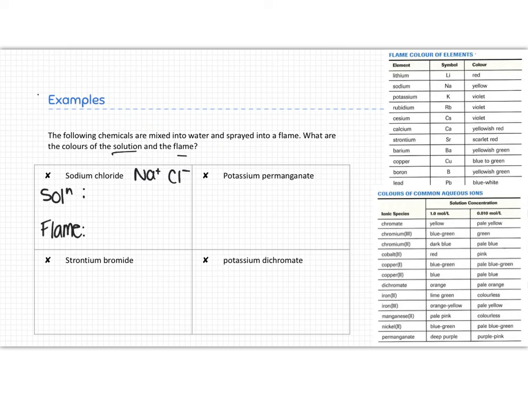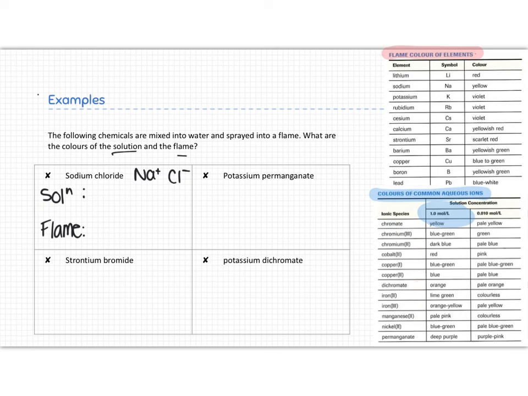And I put our tables in. So you can see that there's the flame color of elements and there's the solution color of elements. Unless otherwise specified, let's use this column. It just means that it's more concentrated than the column next door, okay? And so we're gonna get a more vibrant color. That's all it is. So the solution color of NaCl, we're going to look through the common aqueous ions and see if any of the Na plus or Cl minus are listed there.